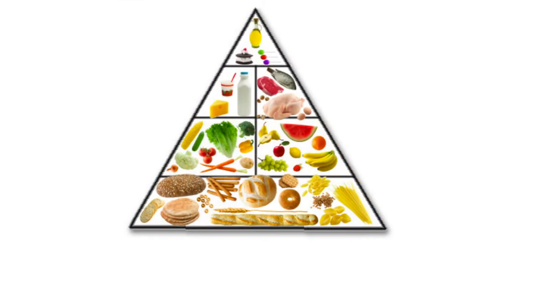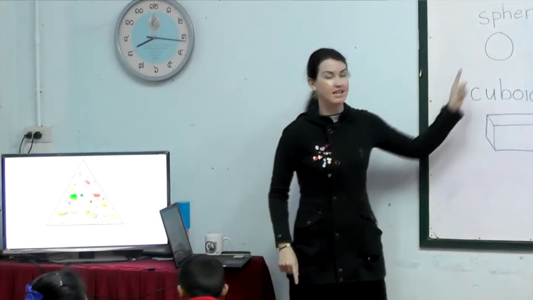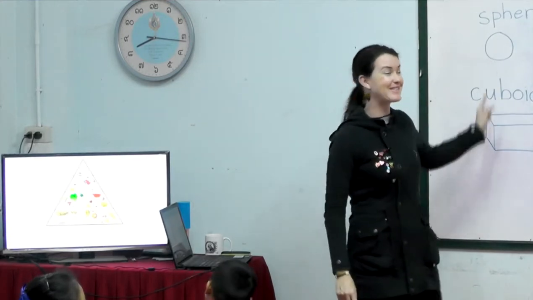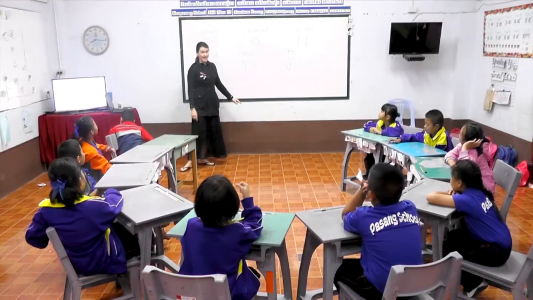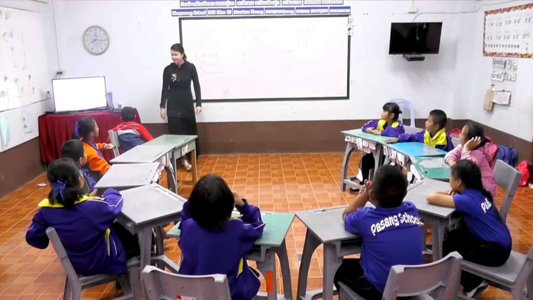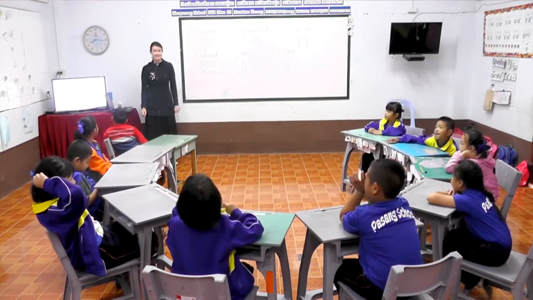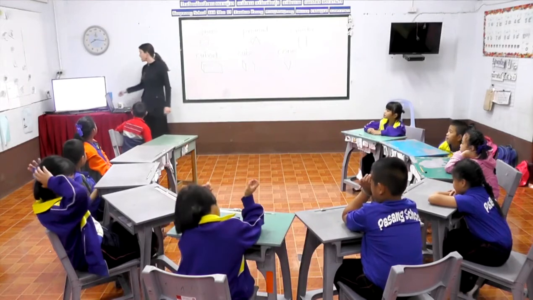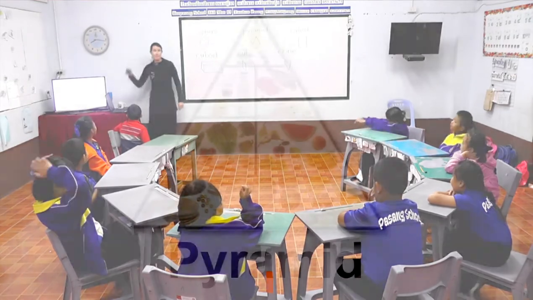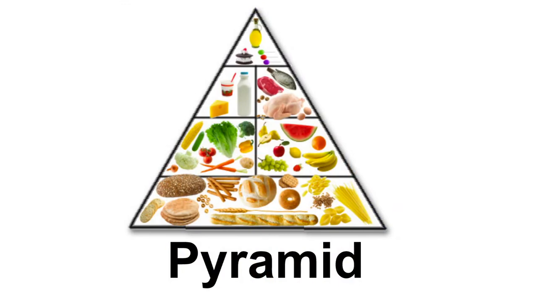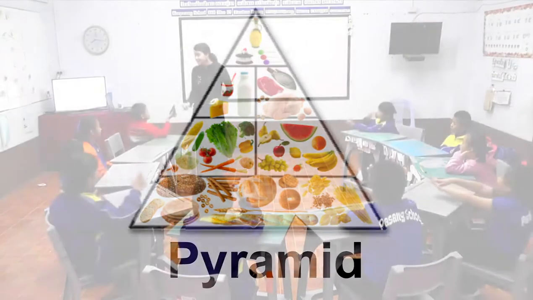Okay, this one. Take a look on our board. What do you think this shape could be? Pyramid. Pyramid. Good job, friends. That's cool. It's tricky. Pyramid.